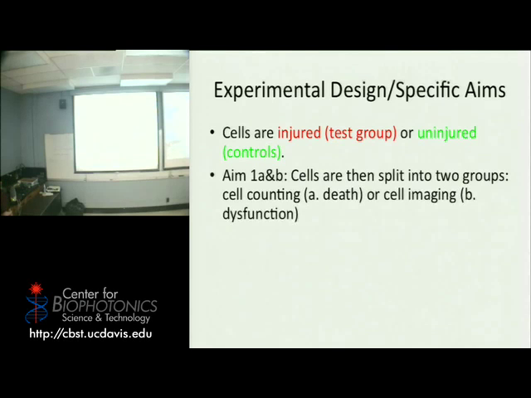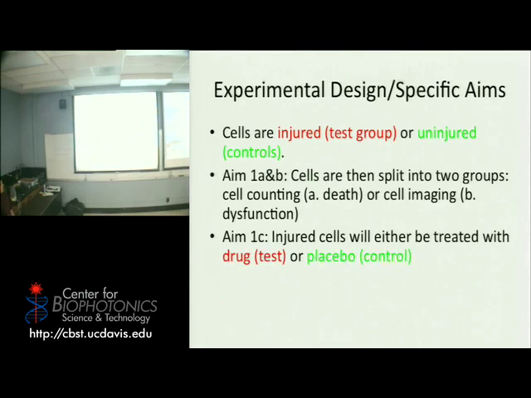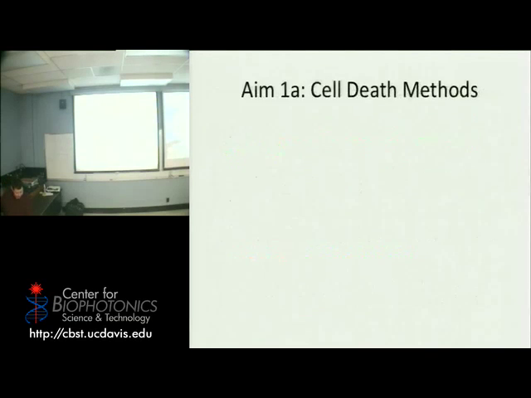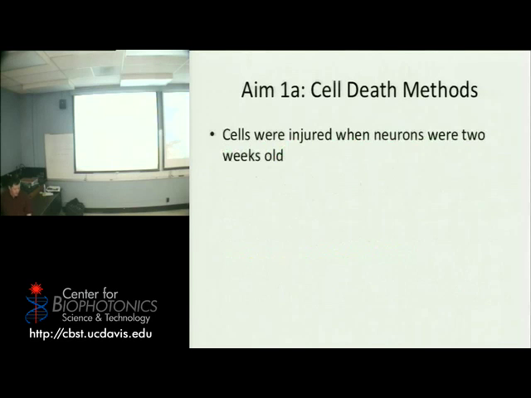So I'm going to break my design into three parts, AIM-1, A, and B. I split these cells into two groups. One I count death, and one I do some cell imaging to look at function. And then I do a drug treatment, so the drug would be my test, and I have a placebo control, or a non-drug control. And I'm going to use these three AIMs to determine whether a drug can affect both cell death and dysfunction.